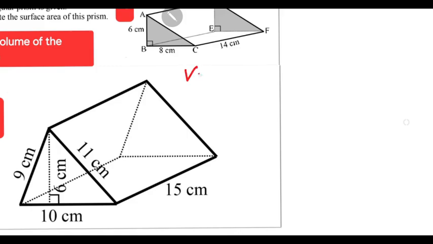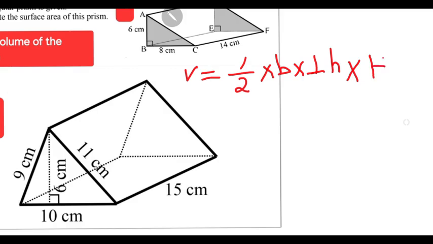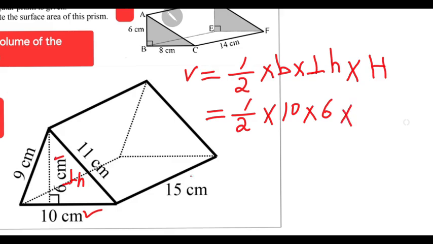Now I'm going to find the volume of the object, with a very easy triangular prism formula: 1/2 multiply base multiply perpendicular height, because the shape of the base is a triangle. That's why we're using the triangle area formula, and multiply the height of the figure. So 1/2, base is 10. This is the base. Multiply, this is the perpendicular height, 6. Multiply 6 and multiply the height of the figure, which is 15.